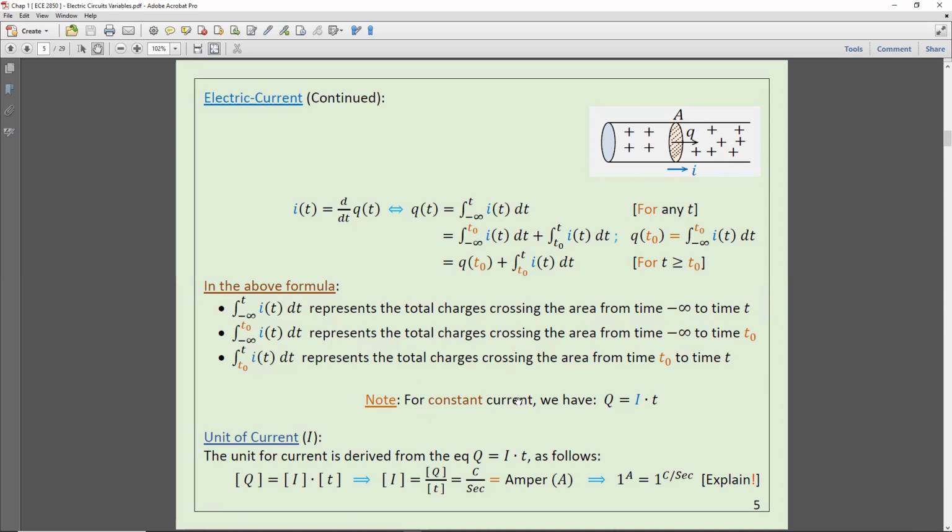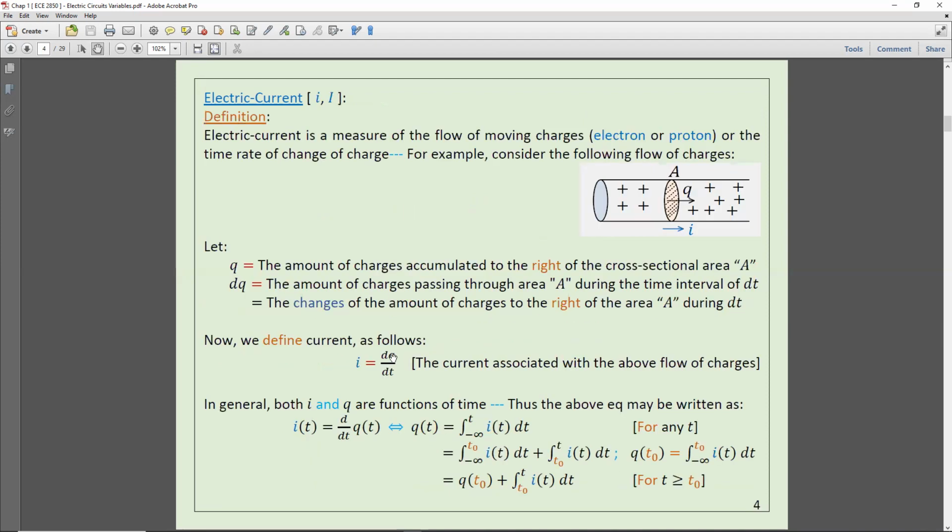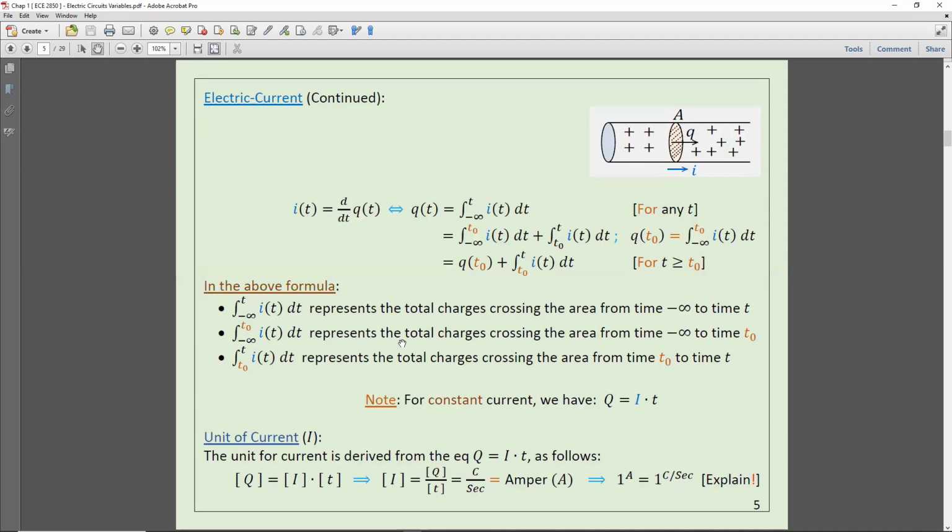One more thing here: if the current is constant current, in this case, Q equals I T. So here we don't use differentiation. If you have a constant flow of current, then at any time, all you have to do is Q, and you can notice here we used uppercase Q. This is the relation in case of constant current.